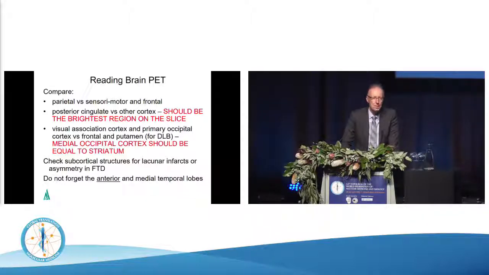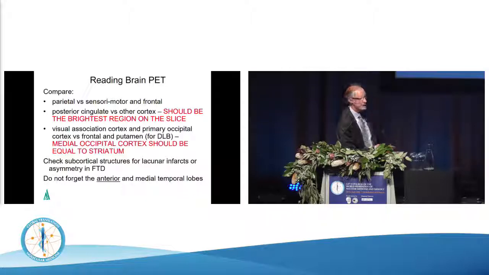So if you have ipsilateral hypometabolism in your frontal and parietal cortex, involving the sensory motor cortex, there's no preservation in that, and you have on the same side a reduction in the striatum and the thalamus, then you've got strong evidence for corticobasal degeneration.